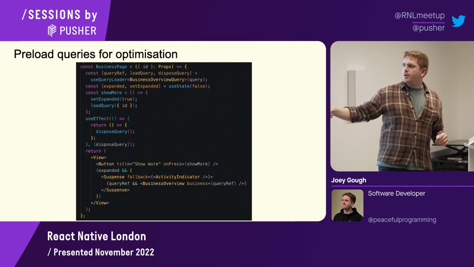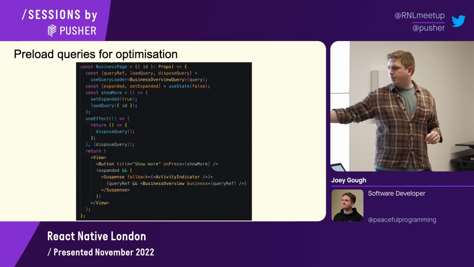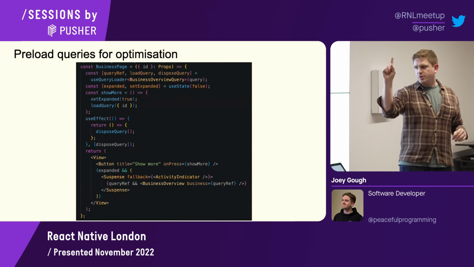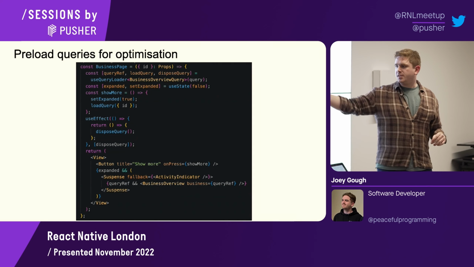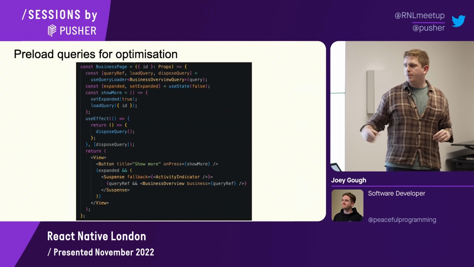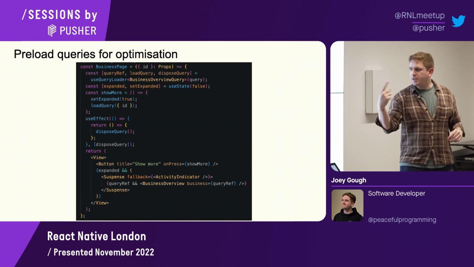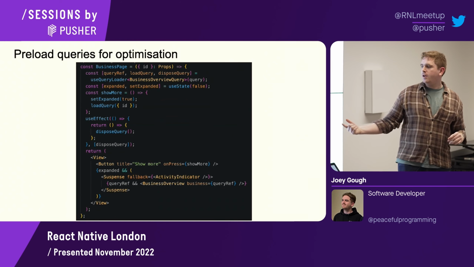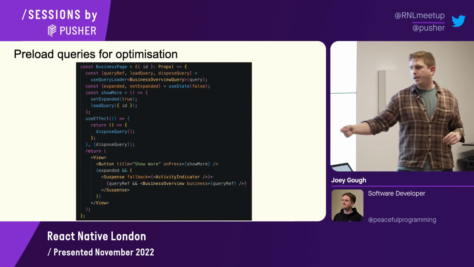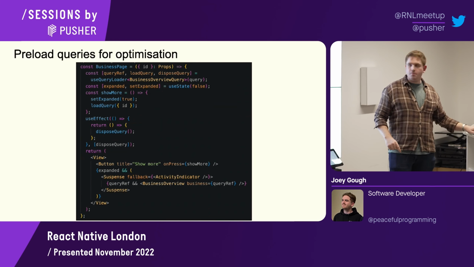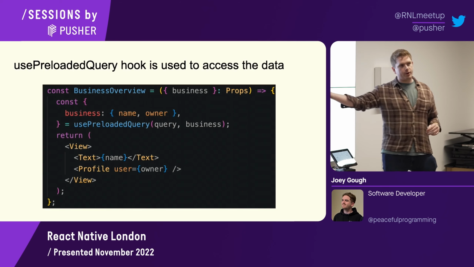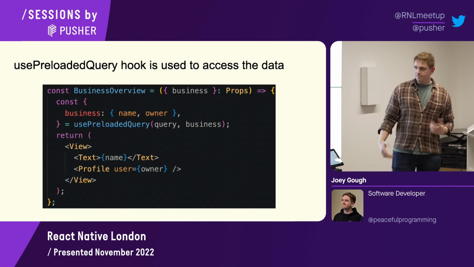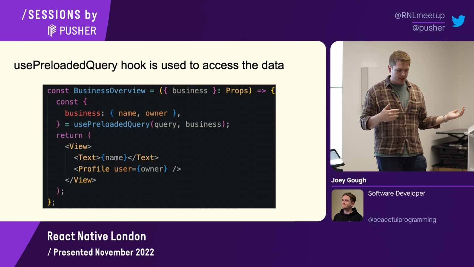And so in this scenario, this button says we want to see the business overview. So when we say show more, it sets expanded to true and loads the query. The suspense is going to show us the activity indicator. And then when the query ref actually has data, it's going to render this business overview component, which is this. And then this uses a usePreloadedQuery hook. So it's a few extra steps on top of useQuery.